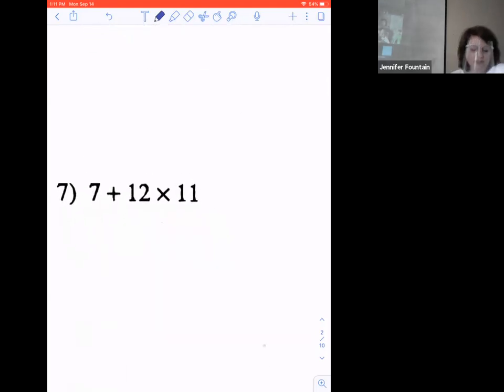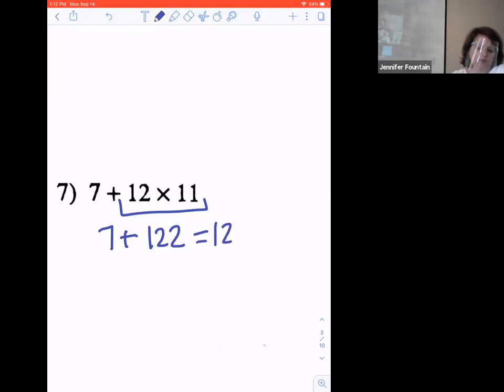All right, number 7. 7 plus 12 times 11. What am I going to do first? I'm going to multiply 12 times 11. So I have 7 plus, what is 12 times 11? 122. All right. 12 times 12 is 144. 11 times 11 is 121. So 12 times 11, 122. And 7 plus 122? 129.